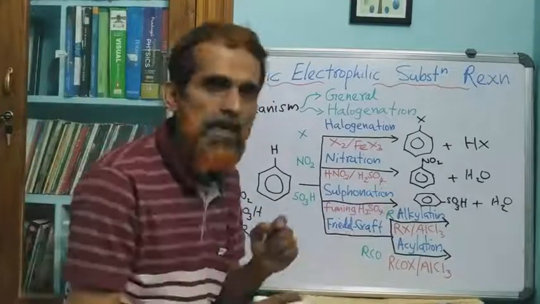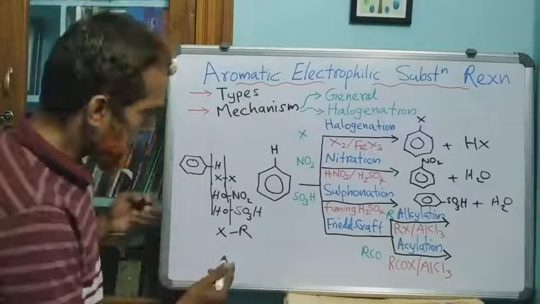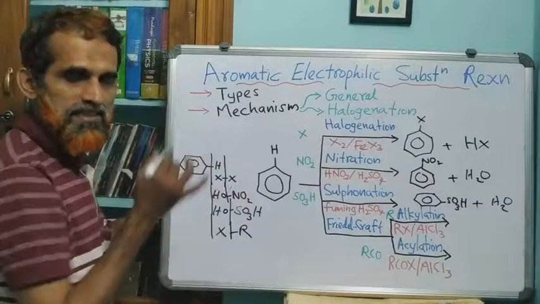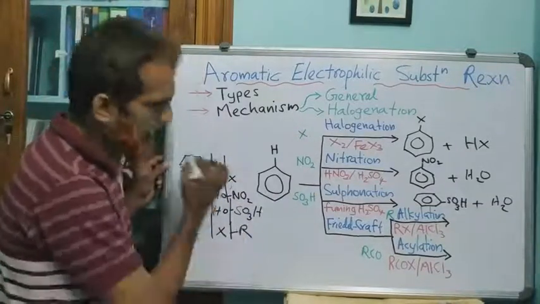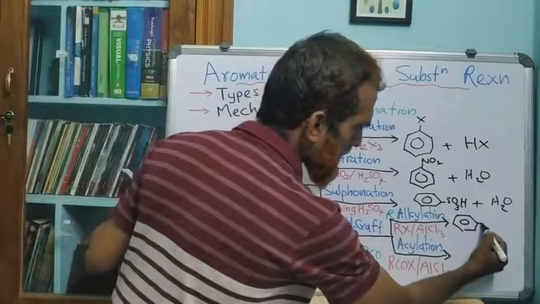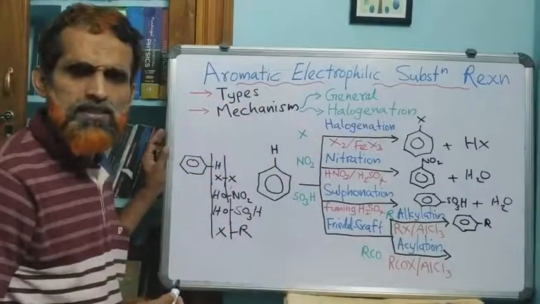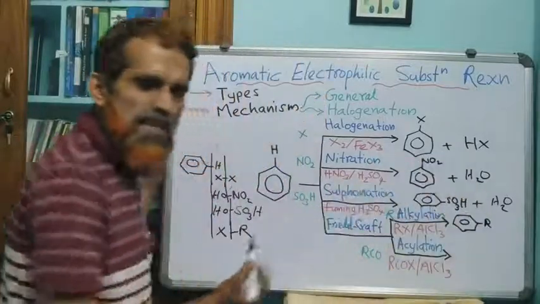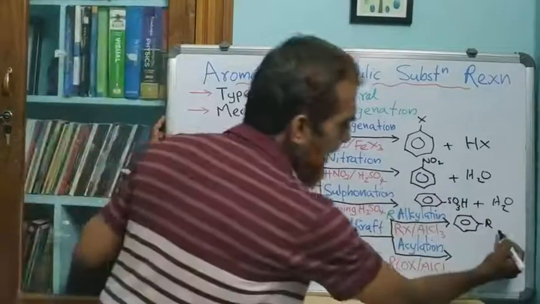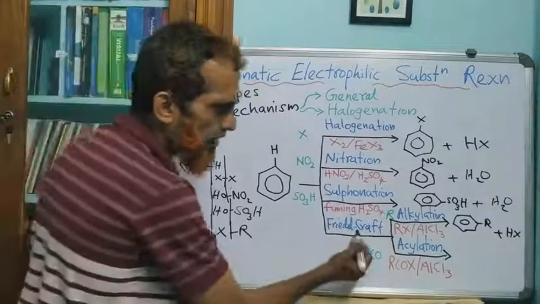So the product of alkylation is a reaction in which an alkyl group is substituted on benzene. So this is the reaction taking place. H combines with X forming HX as the byproduct. R takes the place. The product obtained is this one, R on the benzene ring. What do you call this? Generally alkyl benzene. If R is CH3, it is methyl benzene or toluene. The byproduct is again HX.